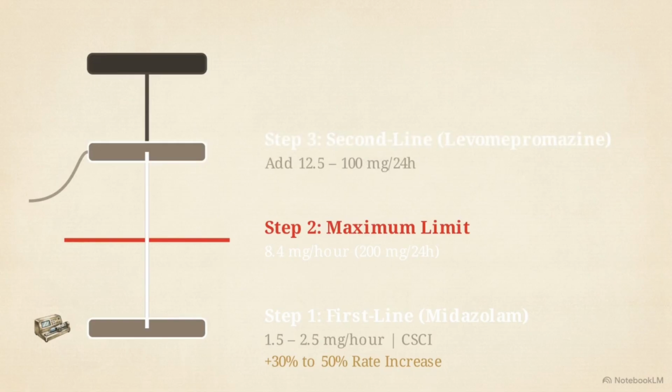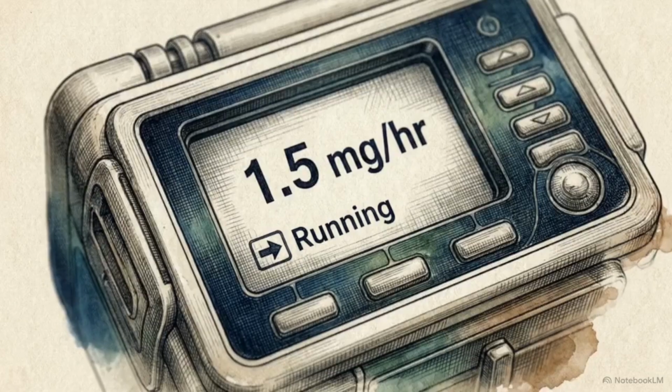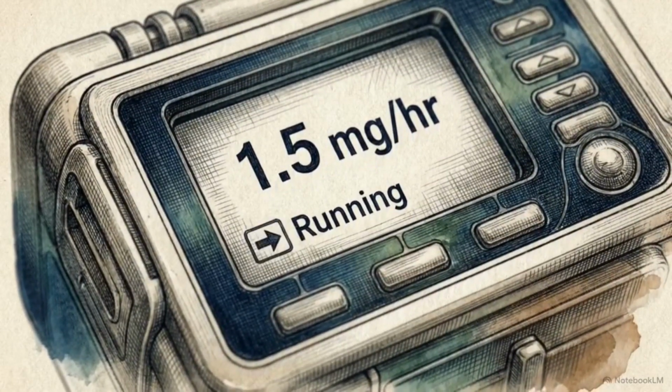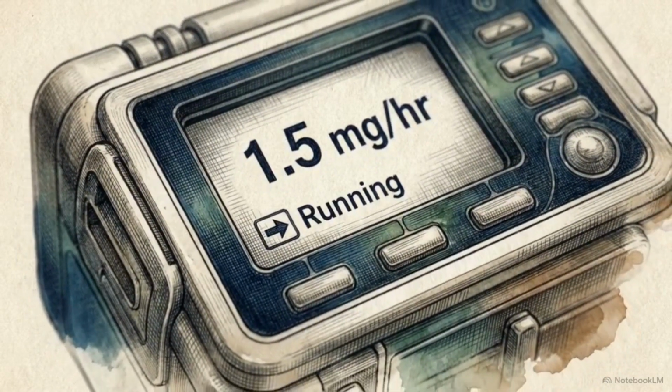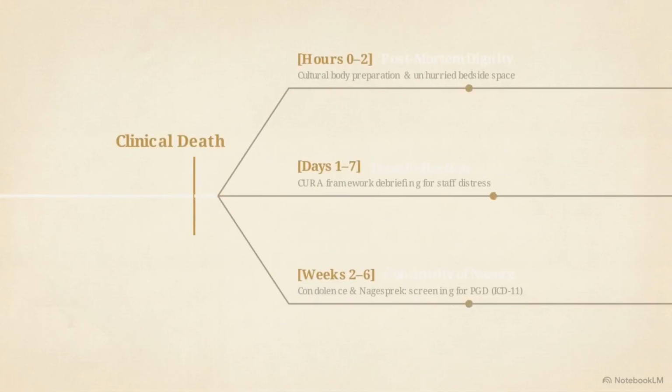If distress remains refractory at this limit, Step 3 adds the neuroleptic levomepromazine to the infusion, or general anesthesia using propofol. Meticulous titration ensures that the level of sedation remains proportional to the patient's distress, following strict pharmacological limits. The clinical protocol continues after death is pronounced, branching into 3 distinct post-mortem phases.